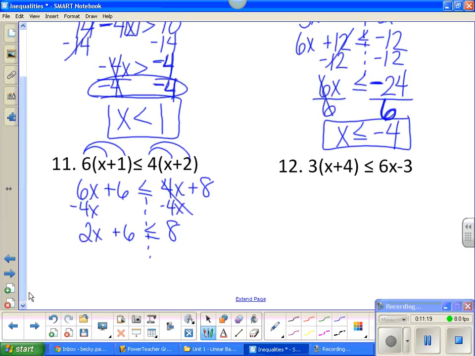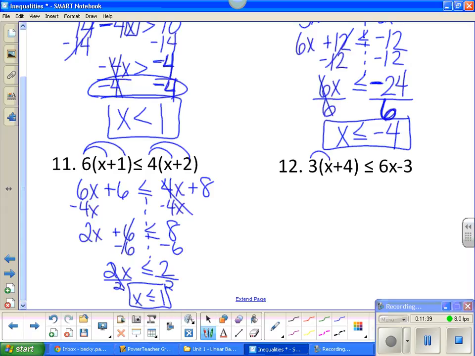Next, I'm going to move the 6. I'm going to subtract 6. So I have 2x. Don't flip. 8 minus 6 is a 2. And then I'm going to divide both sides by 2. So x is less than or equal to 1. X is on the left-hand side, so all is good.